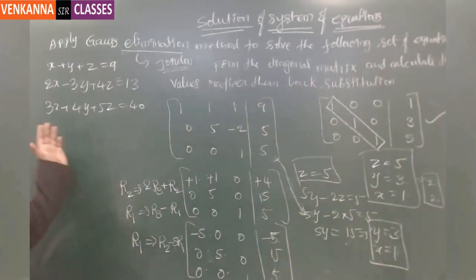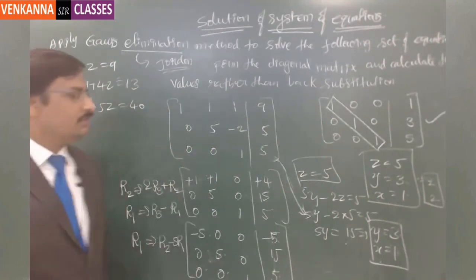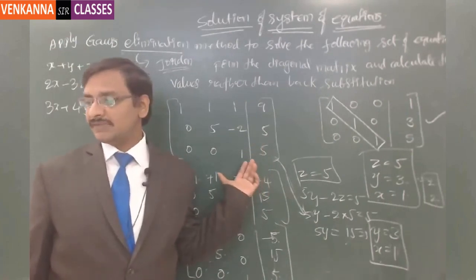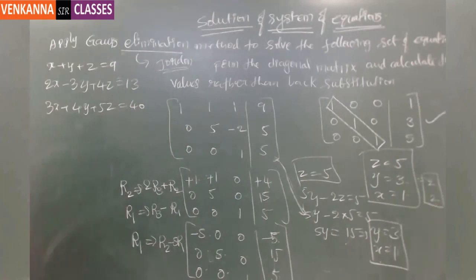So this is how you will be able to solve any set of simultaneous equations using the Gauss Jordan method or the Gauss elimination method. Got it? Note down one more. You try on your own. So by noting this down.